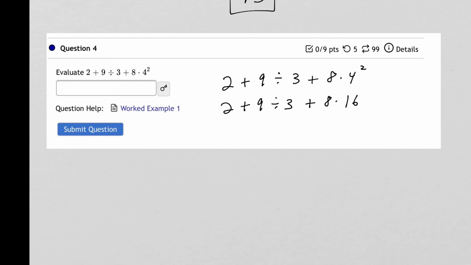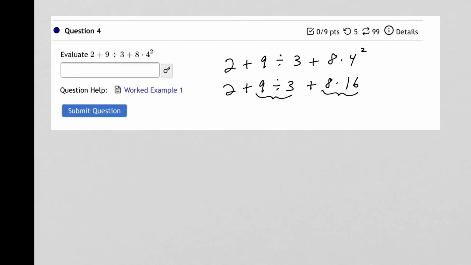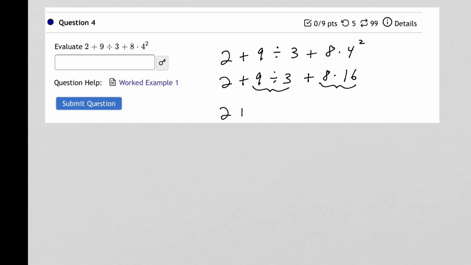But what order do I do them in? Because they're at the same level. Remember, the rule is you do them left to right. So just because this division appears first, I need to do that first, and then I can do the multiplication here. So this is going to be 2 plus, well, 9 divided by 3 is 3, plus, and then 8 times 16, I could do that on the side over here.